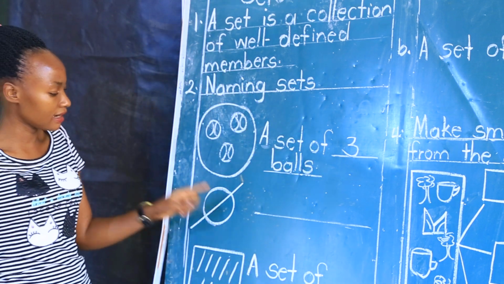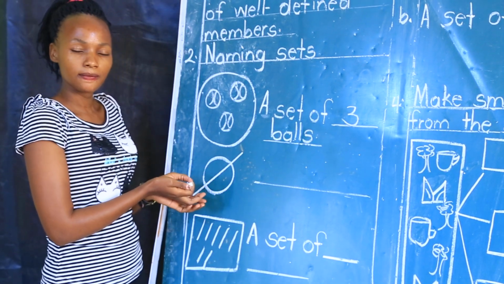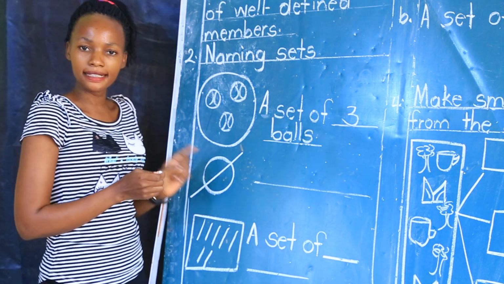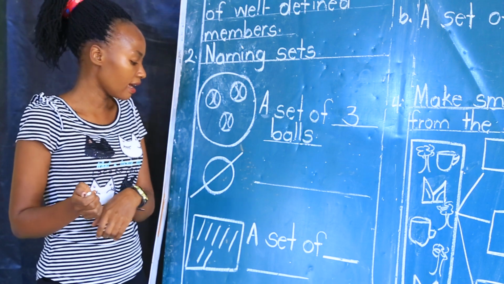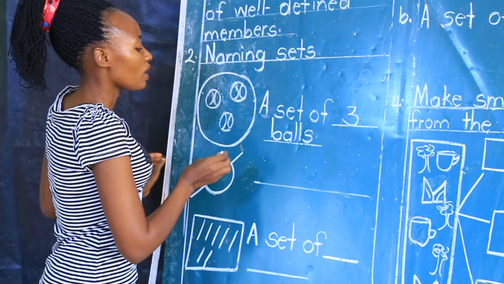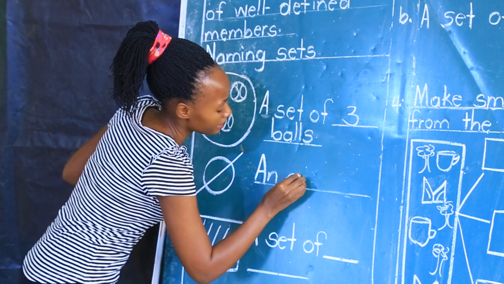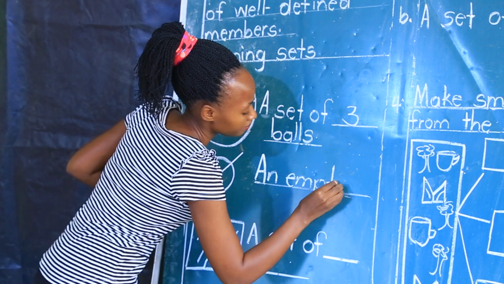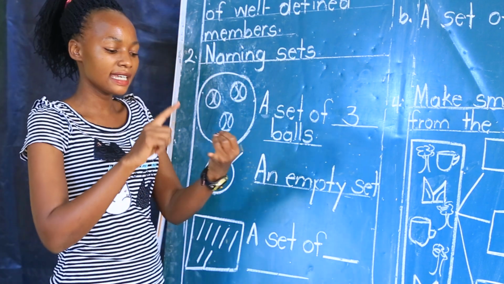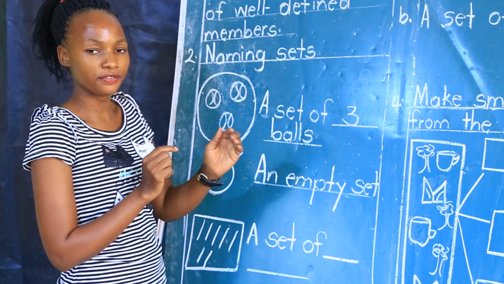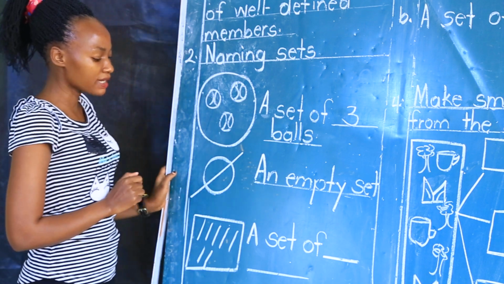We have this set here. How do we call it? This set has very many names. You can say an empty set, a null set, or a void set. We are going to write an empty set. If this one is hard, you can say null set or void set. All of those are right, but I have chosen to write an empty set.